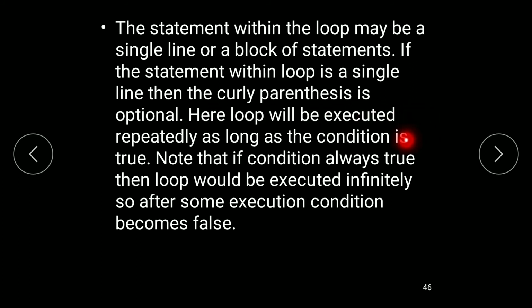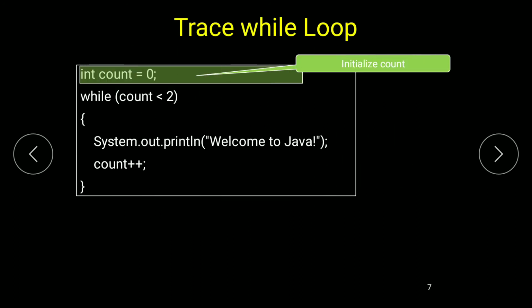Here the loop will be executed repeatedly as long as the condition is true. Note that if the condition is always true, then the loop would be executed infinitely. So after some execution, the condition becomes false. Until when will your execution run? Until your condition becomes false. Okay, see this is the execution of the while loop, or you can say trace of the while loop.